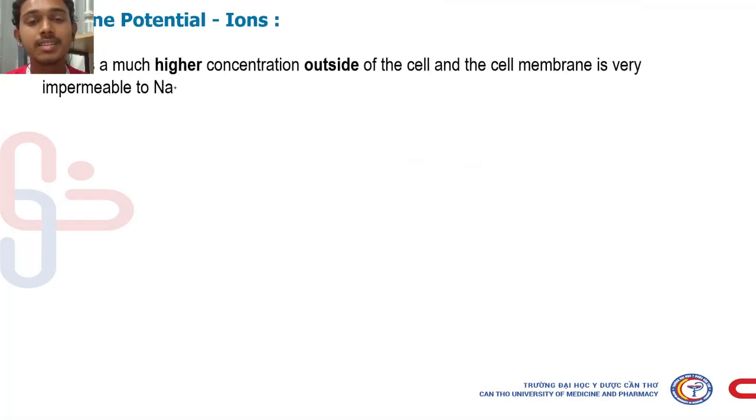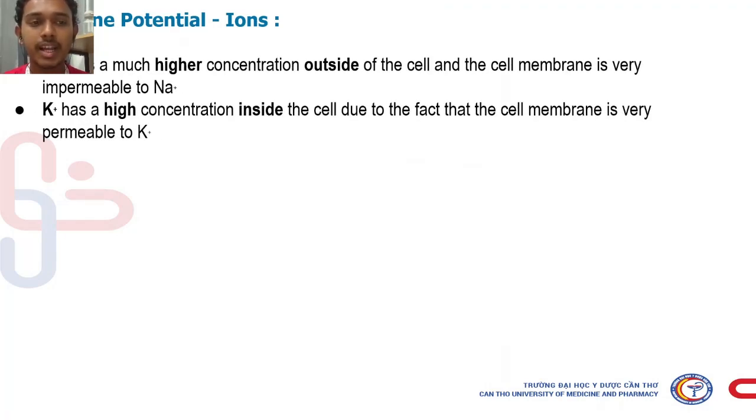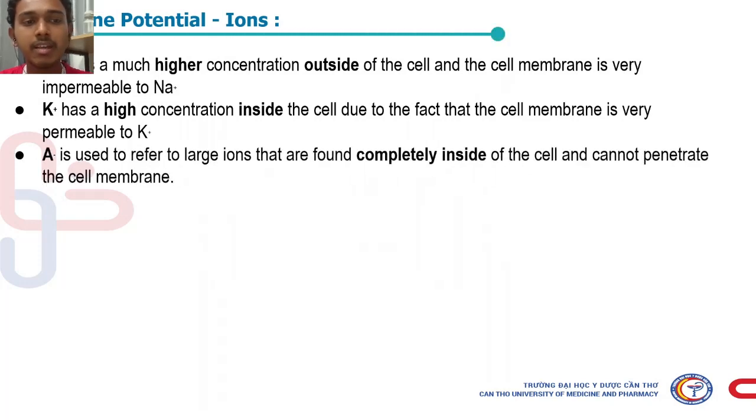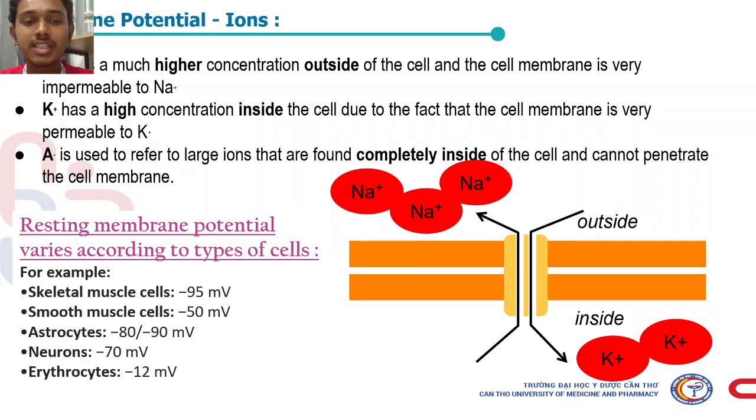Now let us see about the ions involved in the membrane potential. Na plus has a much higher concentration outside of the cell, and the cell membrane is very impermeable to sodium ions. But K plus has a high concentration inside the cell due to the fact that the cell membrane is very permeable to K plus. And A minus is usually referred to large anions that are found completely inside of the cell and cannot penetrate the cell membrane. And the resting membrane potential varies according to types of cells. For example, skeletal muscle cells minus 95 millivolts, smooth muscle cells minus 50 millivolts, and etc.